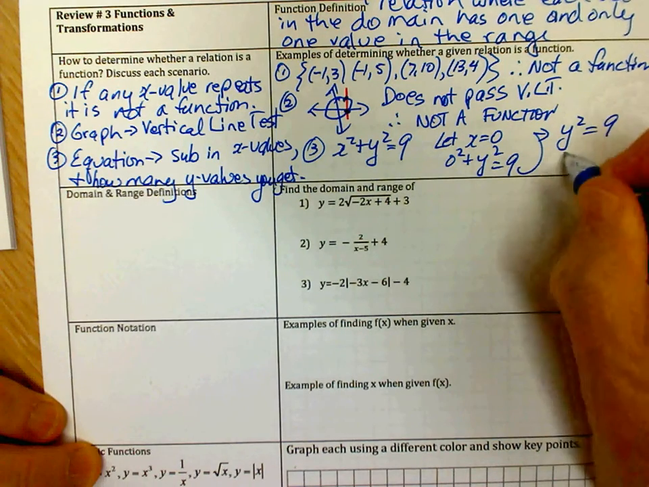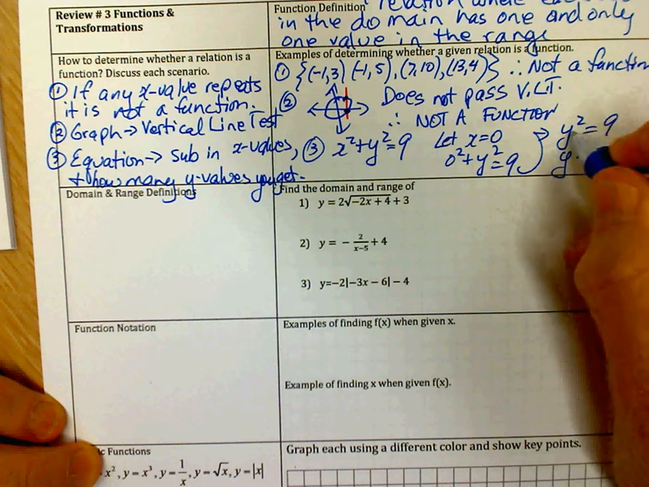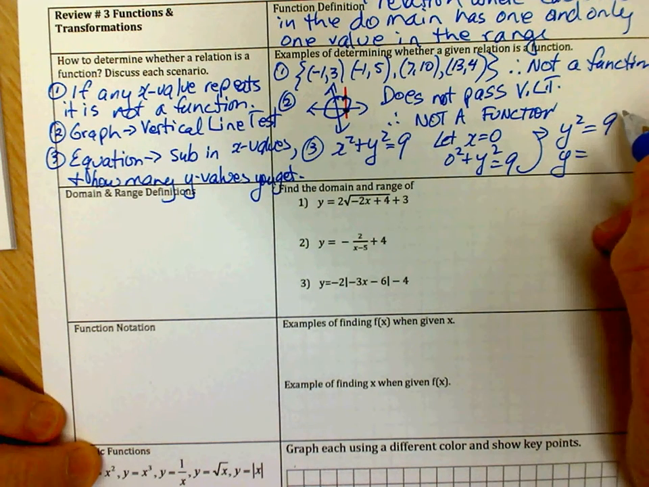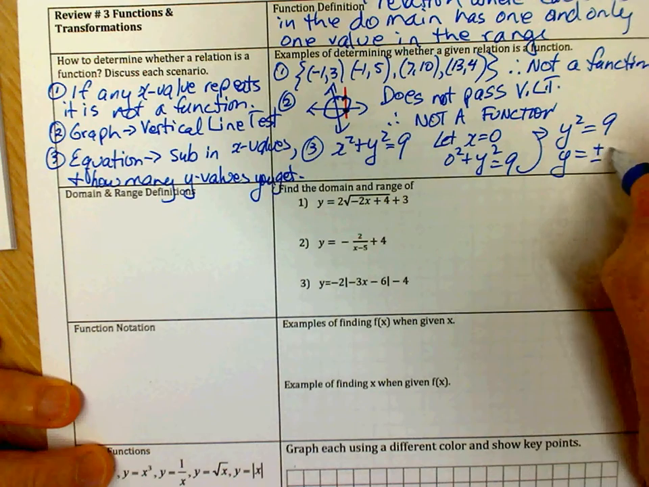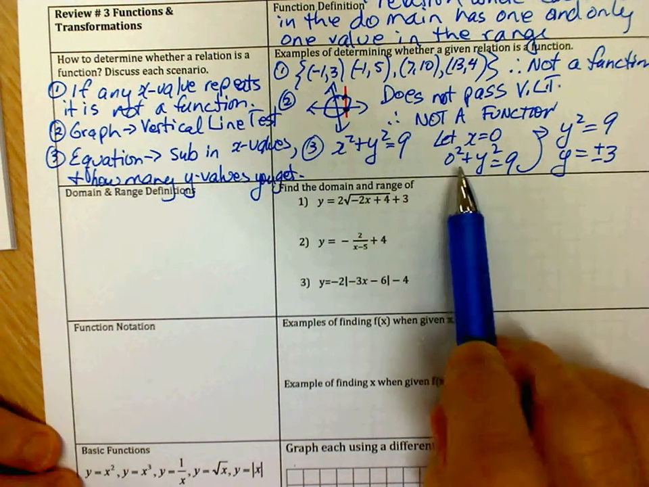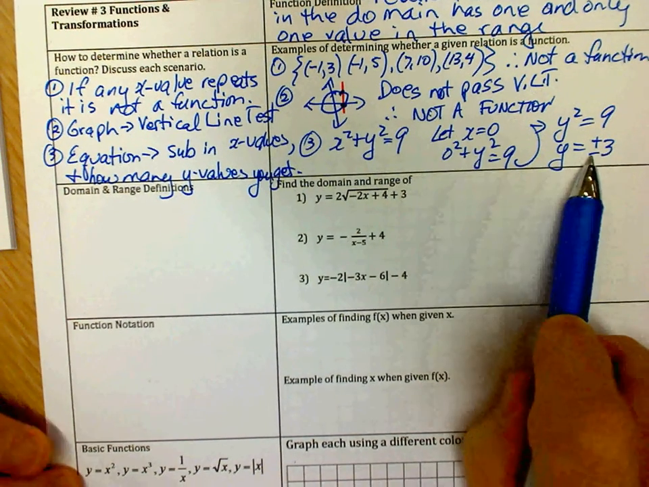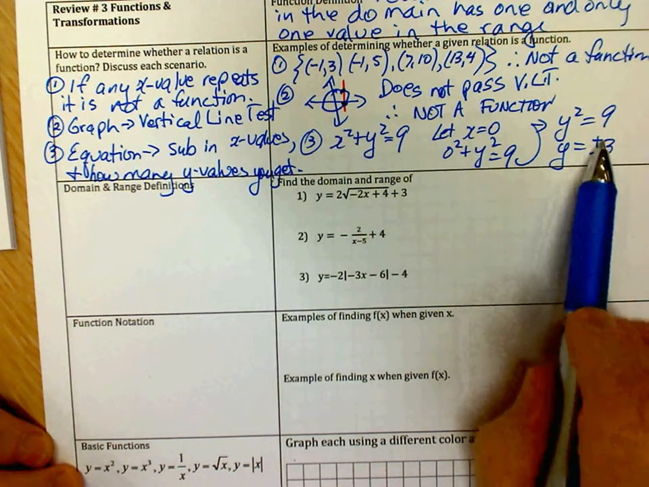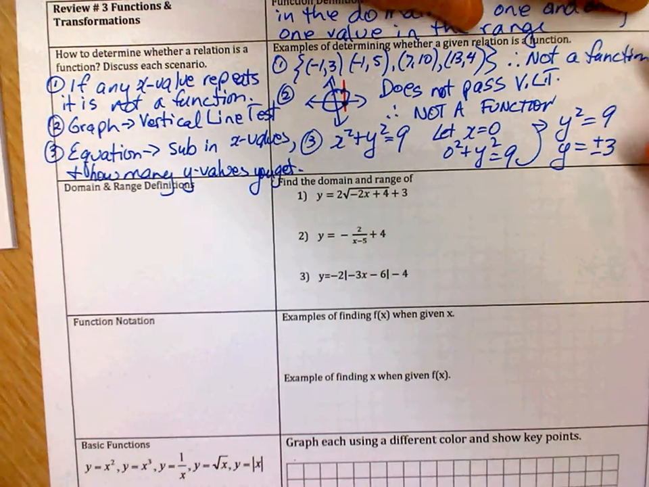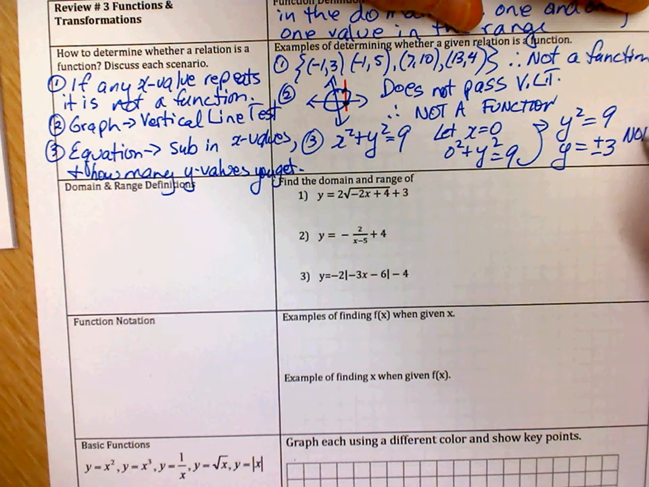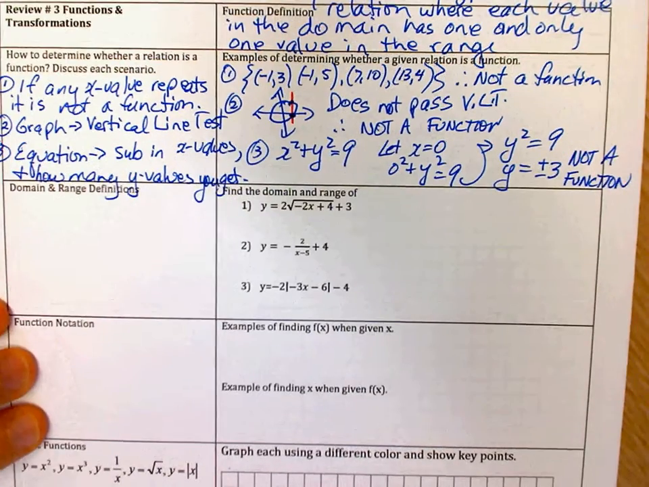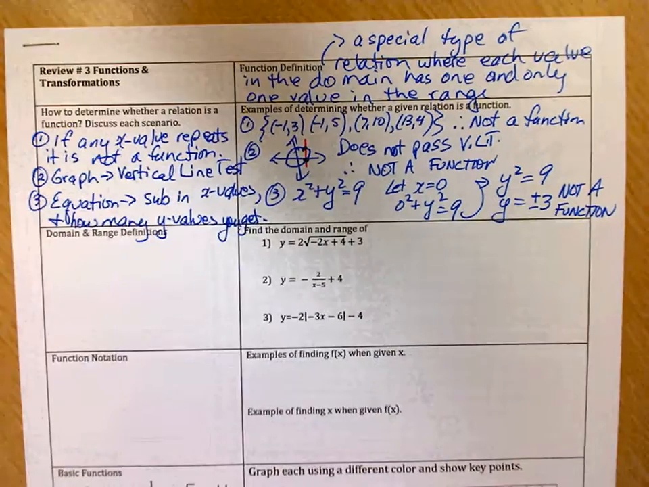So y equals the square root, take the square root of both sides. Always remember what you do to the left side, you do to the right side. y is equal to plus or minus 3. So notice when x is 0, y could be negative 3. When x is 0, y could be positive 3. That means we have 2 y values for one x value, therefore not a function. There you go. I'm going to put this back up so you can see the whole page.